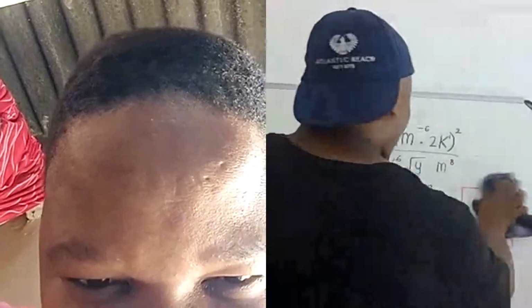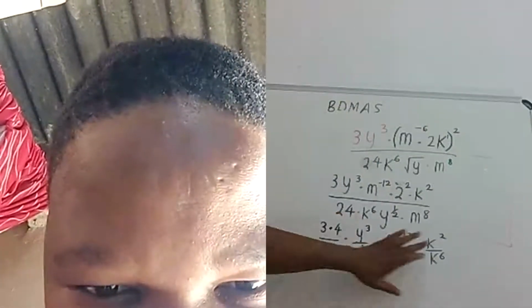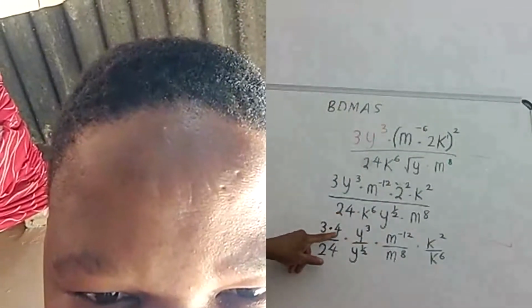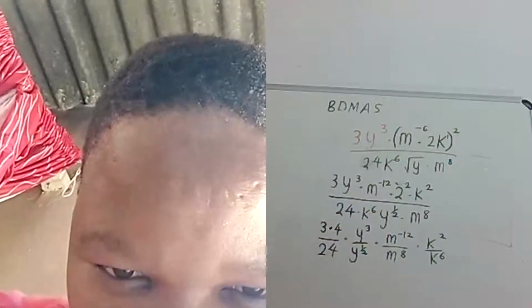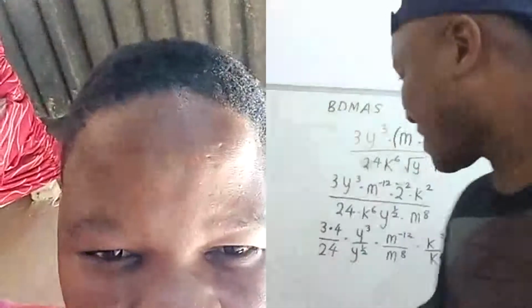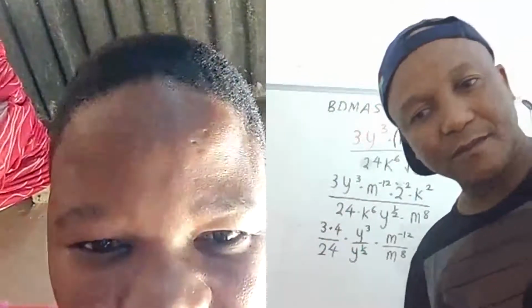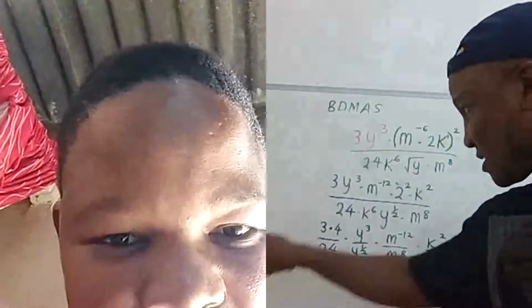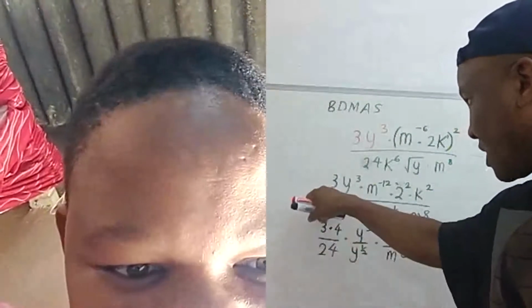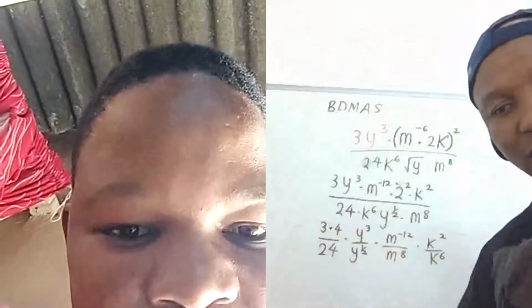So now, we know the reason why we did this, so we can just see, okay, now 3 times 4 equal to 12. We have 12 divided by 24. So you can plug in the calculator. 12 divided by 24 equal to a half. Remember this is times, right? 3 times 4 over 24.